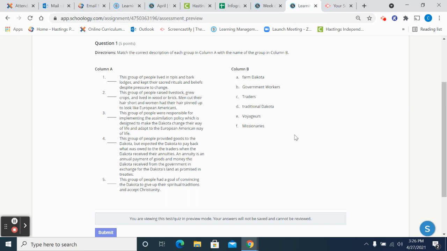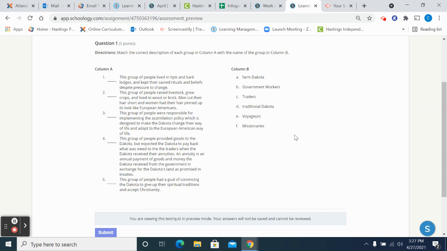Number 3, this group of people were responsible for implementing the assimilation policy, which is designed to make the Dakota change their way of life and adapt to the European American way of life. So of the 3 remaining groups or roles of people during the U.S.-Dakota War of 1862, which group was responsible for getting the Dakota to change to be more like the European Americans? I'll give you a few more seconds to think about your response. That is correct. It is letter B, government workers.